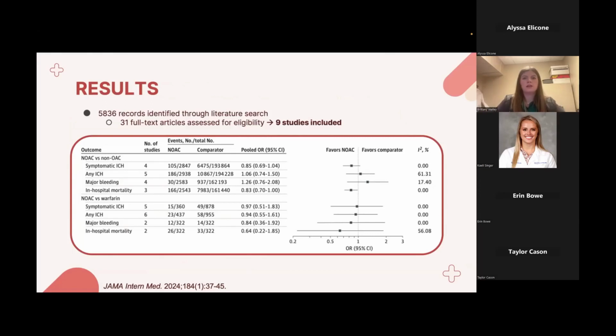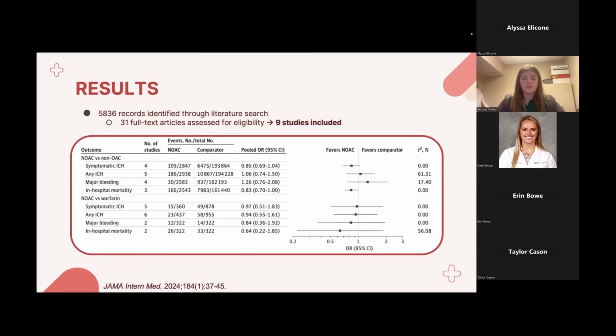So the figure here that is extracted from the original article includes comparisons of the NOACs to both non-OACs and warfarin. The top half of the figure is where we'll direct most of our focus. There were no statistically significant effects of NOAC use on the odds of developing intracranial hemorrhage, major bleeding, or in-hospital mortality. But I would like to point out that the results of the retrospective study presented earlier included any intracranial hemorrhage outcome since the ICD-9 and 10 codes were utilized for data collection.